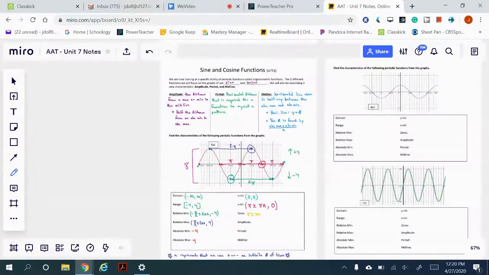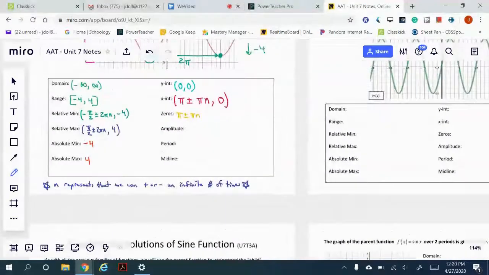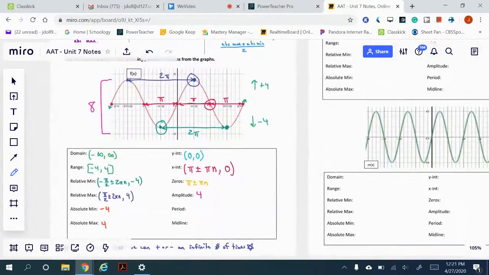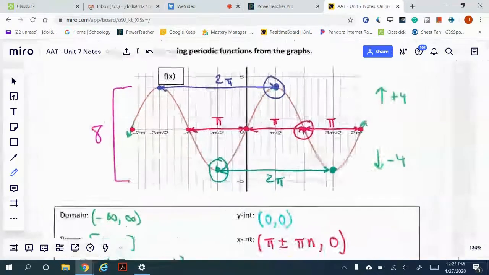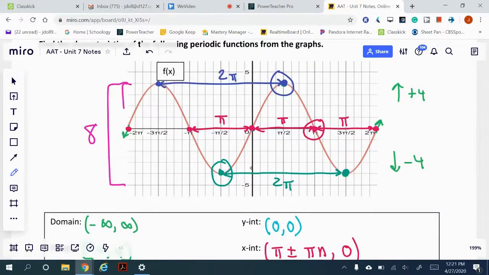Well, we talked about up here that the amplitude is half of that distance from the max and the min. So half of 8, our amplitude would be 4. Also, you can see here that 4 and 4 give us that distance there. Even though the distance is 8, guys, the amplitude is actually just this right here. That's the amplitude, and you can see it's repeated.